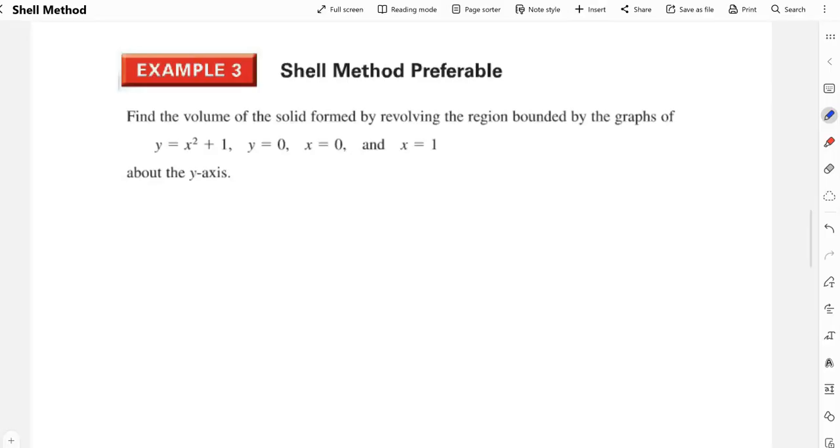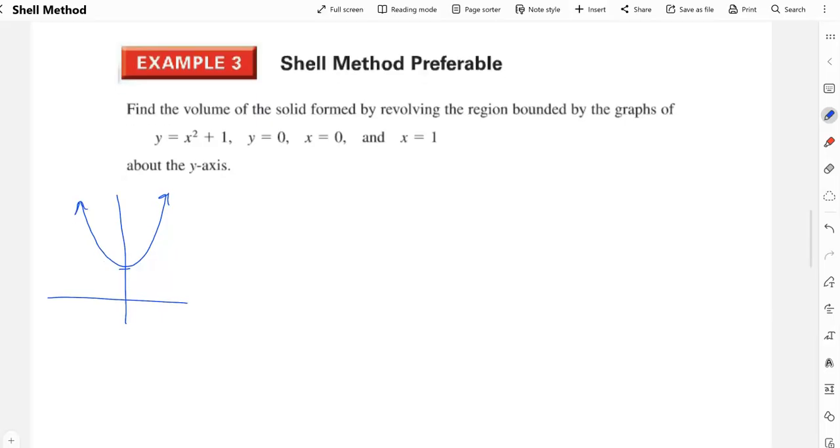Let's look at another example. Say we want to find the volume of the solid formed by revolving the region bounded by the graphs y equals x squared plus 1, y equals 0, x equals 0, and x equals 1 about the y-axis. So let's draw a picture. This is a quadratic shifted up 1 unit. So here's my quadratic shifted up 1. I'm bounded by y equals 0, x equals 0, and x equals 1.